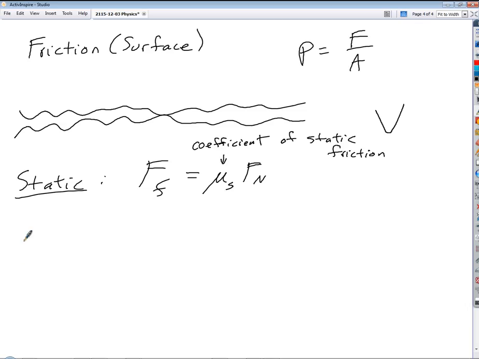For kinetic friction, the equation looks the same. The frictional force equals mu sub k times normal force. What do you suppose that stands for? Coefficient of... That's it. Coefficient of kinetic friction.